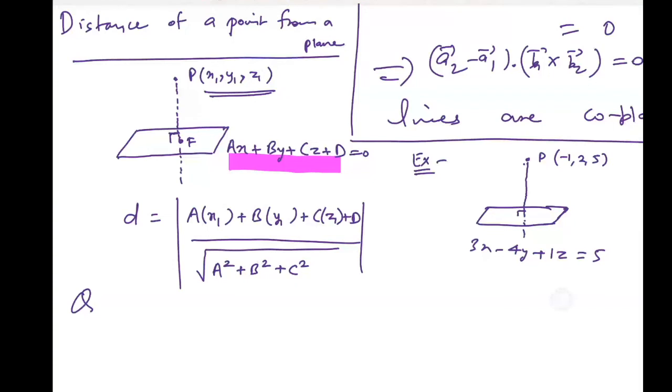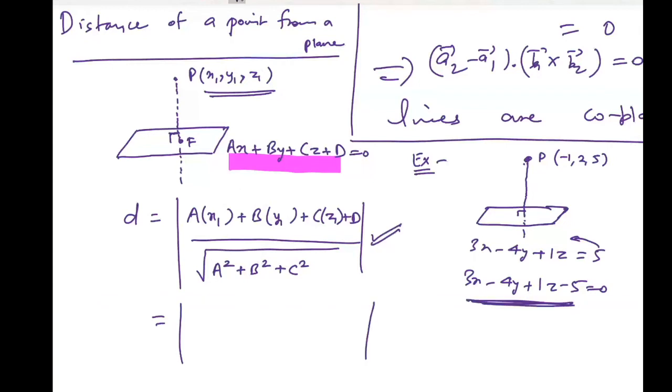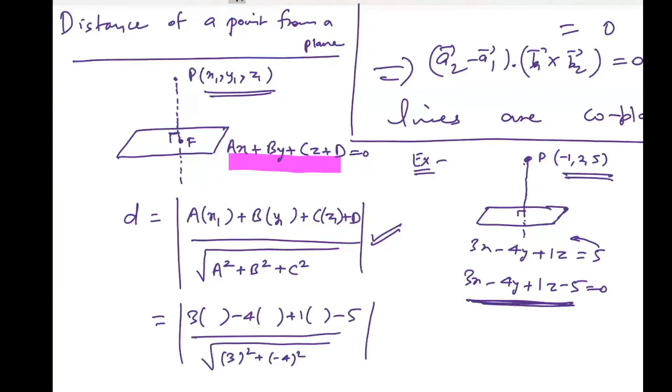So first of all, we move this 5 to the other side: 3x minus 4y plus z minus 5 equals 0. Now you know the formula. You write the same expression here, but instead of x you write x1, instead of y you write y1, instead of z you write z1, the point, divided by root of 3 square plus (minus 4) whole square plus 1 square. Here we need to put this point, which is minus 1, 2, 5.